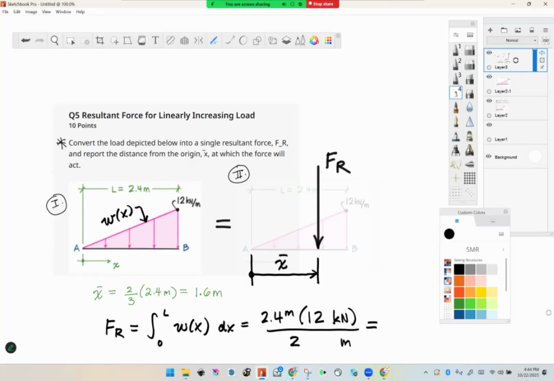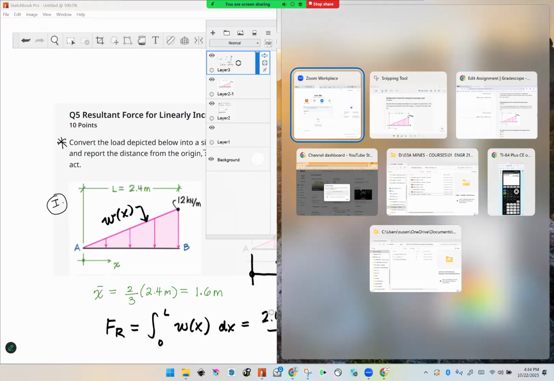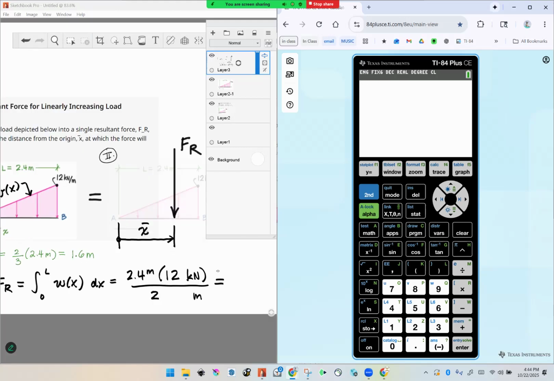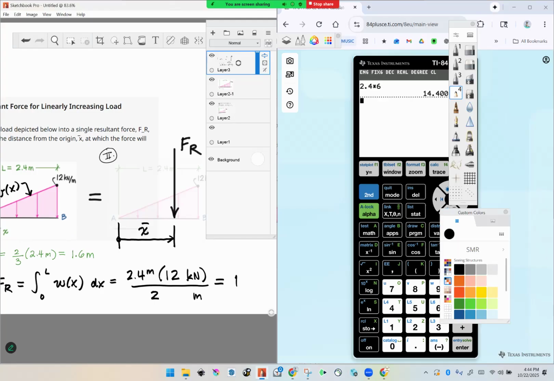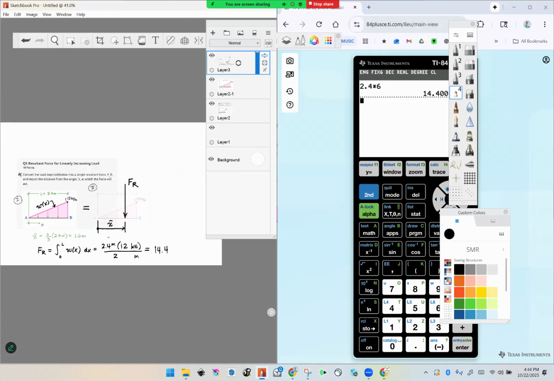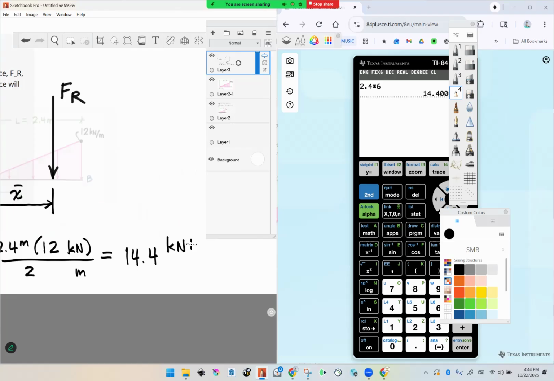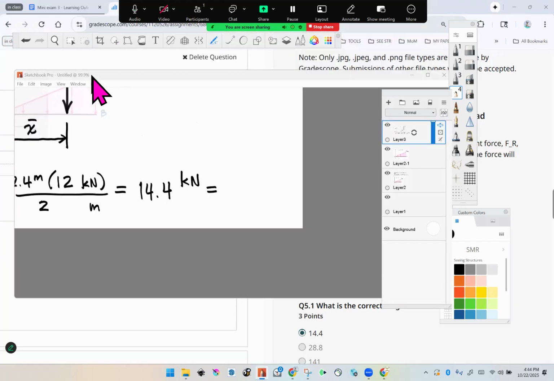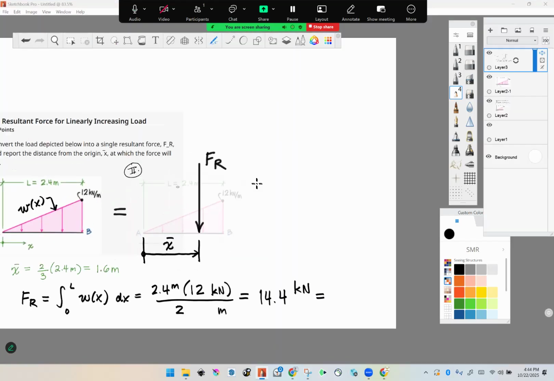2.4 times 6. Just minimize mental math errors here. 2.4 times 6 will get me to 14.4 kilonewtons of force. And that is equal to my resultant force.